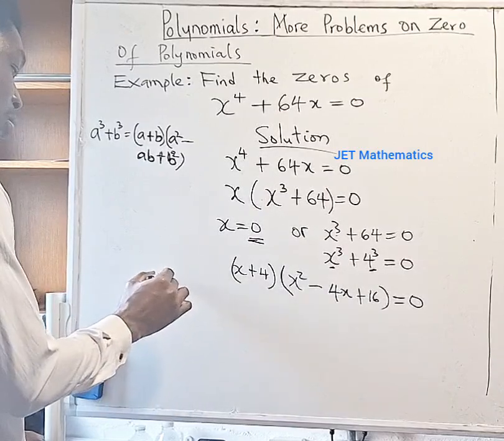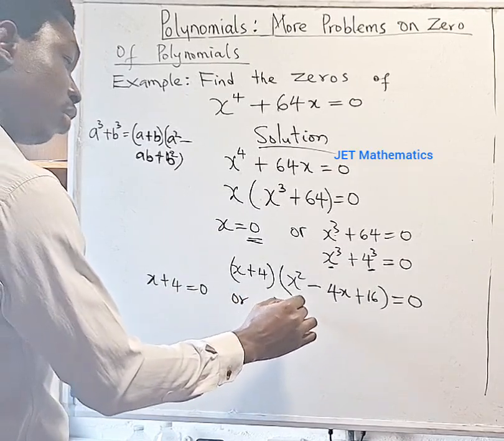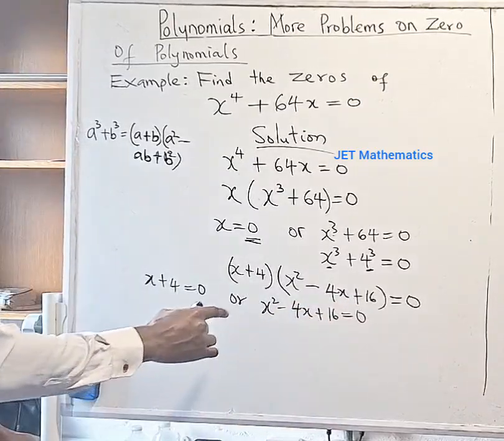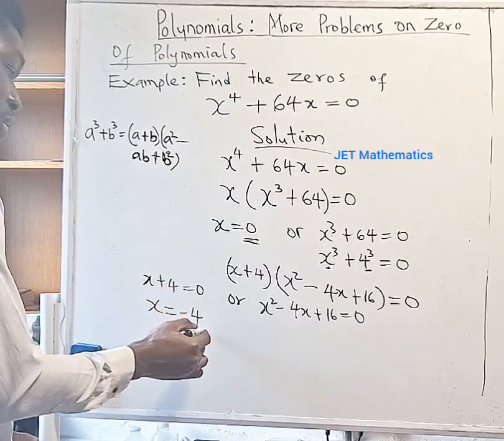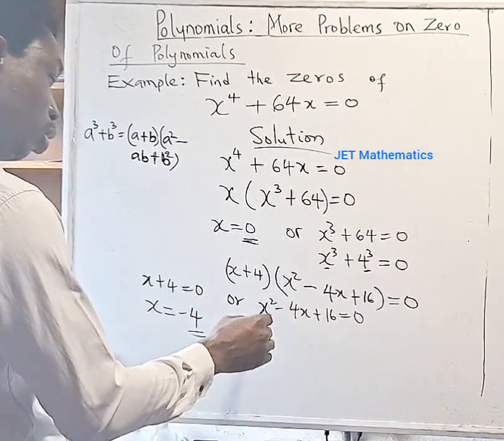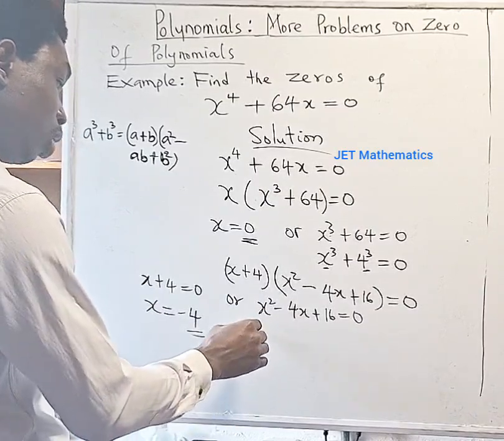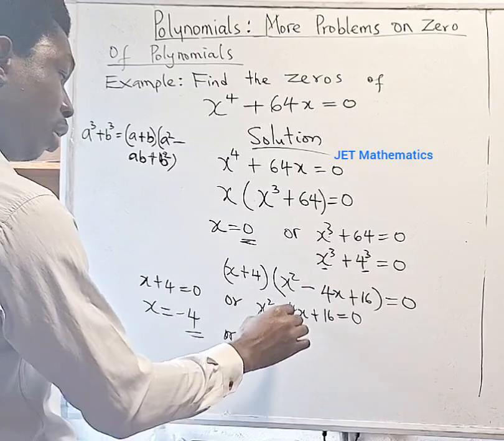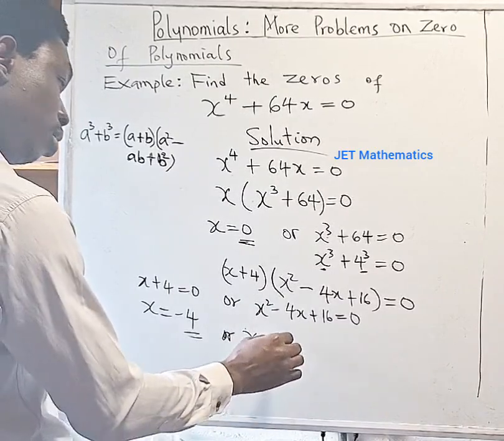So this implies that x plus 4 is equal to 0, or x squared minus 4x plus 16 is equal to 0. All right, so this becomes x equals minus 4. I'll take this here. So this is our second root. So we need to get 2 more roots from this quadratic equation. So we can also apply our formula method. So this will give me x is equal to minus b. This is our b. Minus b is 4.